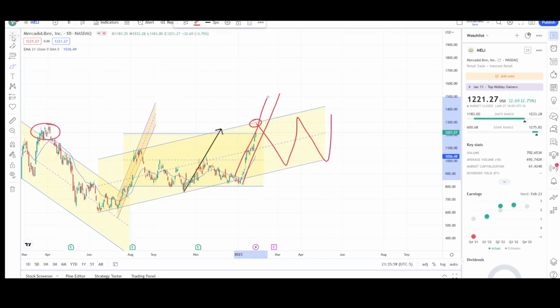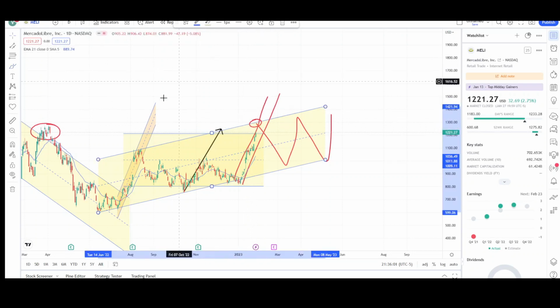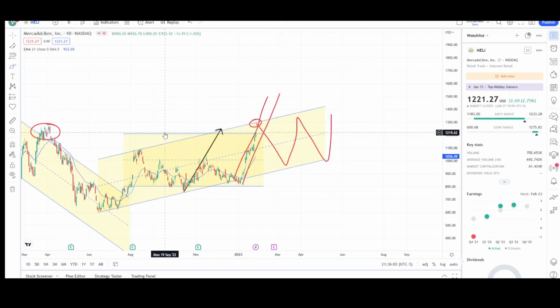This channel right here, let me go and erase everything else. This channel right here is the actual one on the chart that's been working. So this could be acting as resistance. So: measured move target reached, resistance of the channel, breakout of the range, overextension.